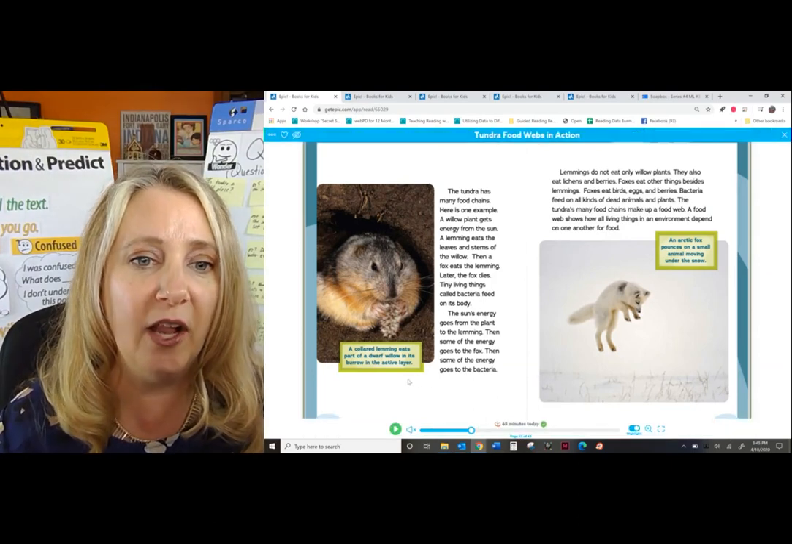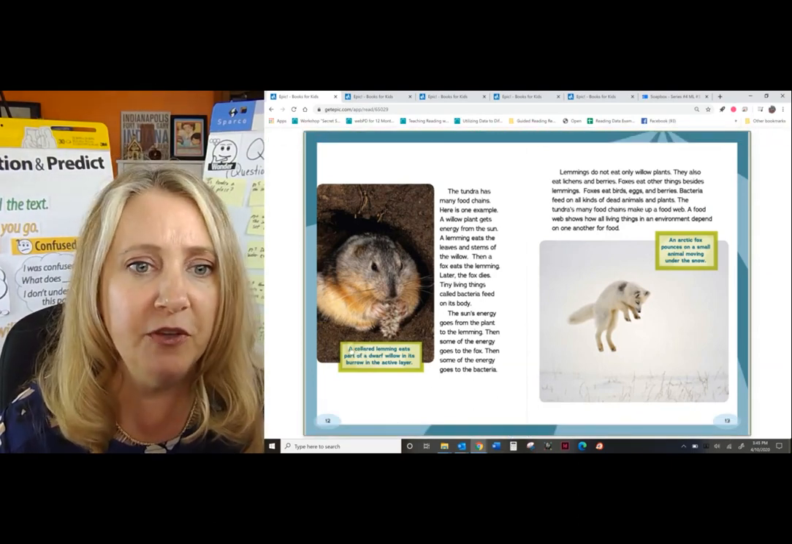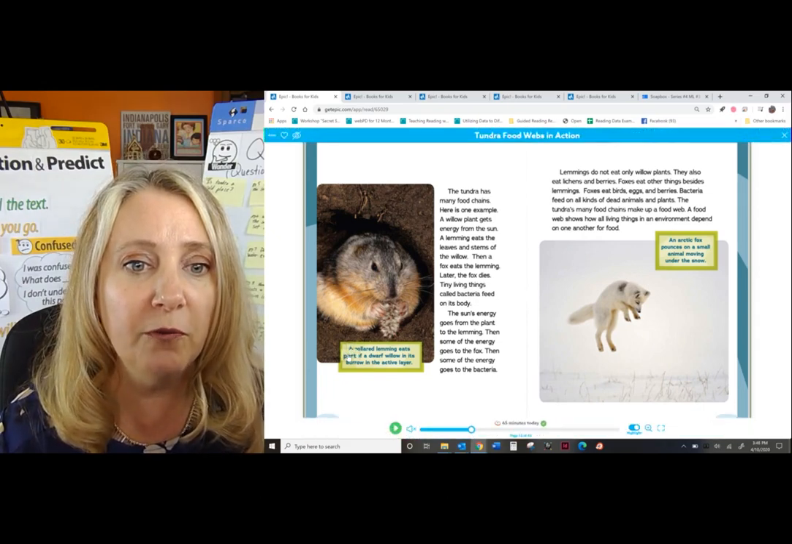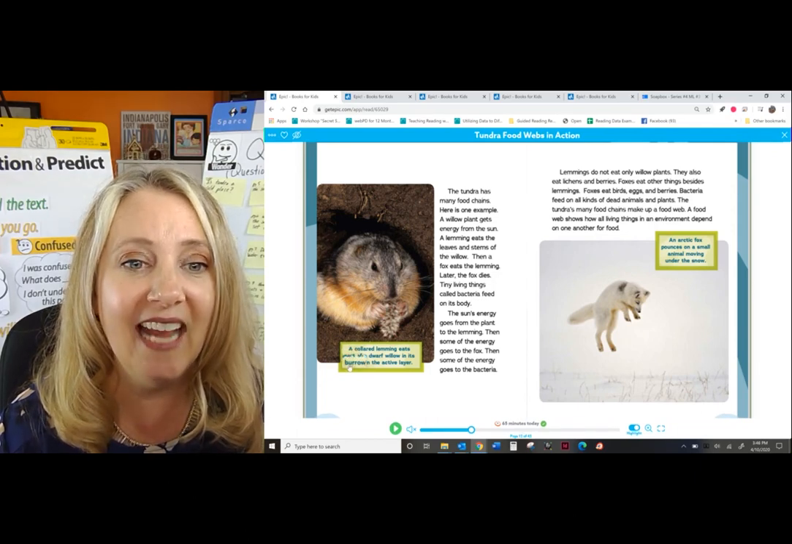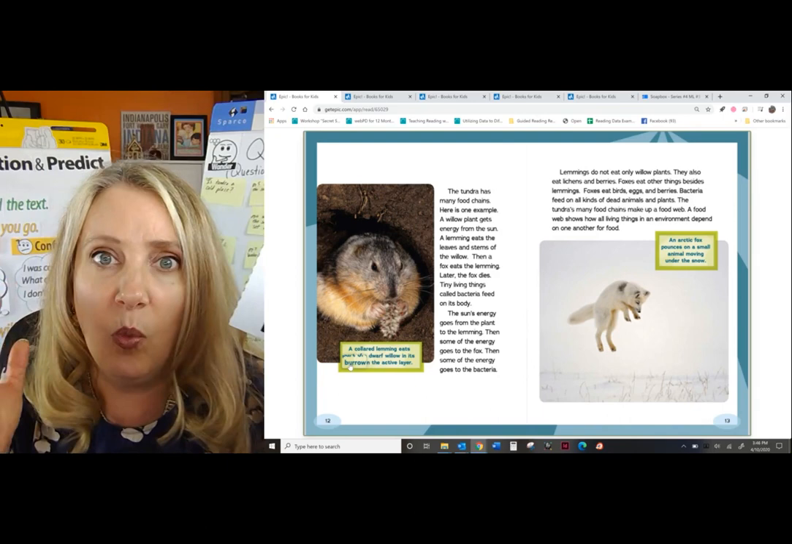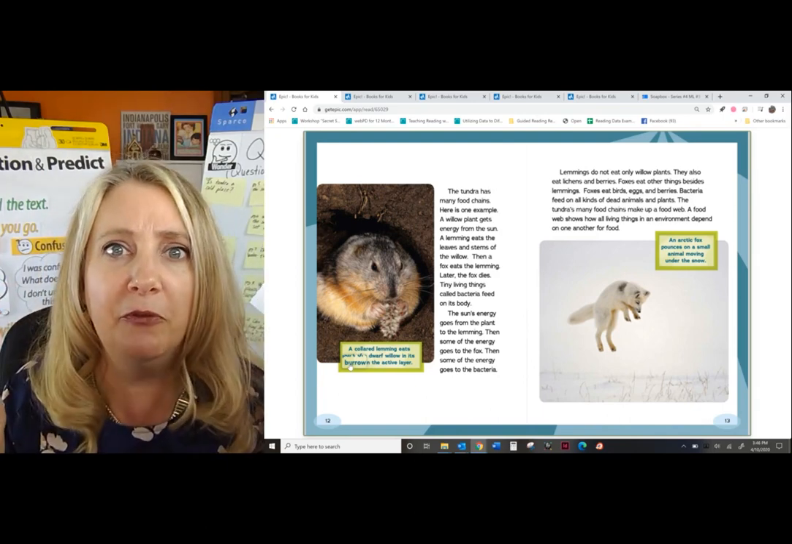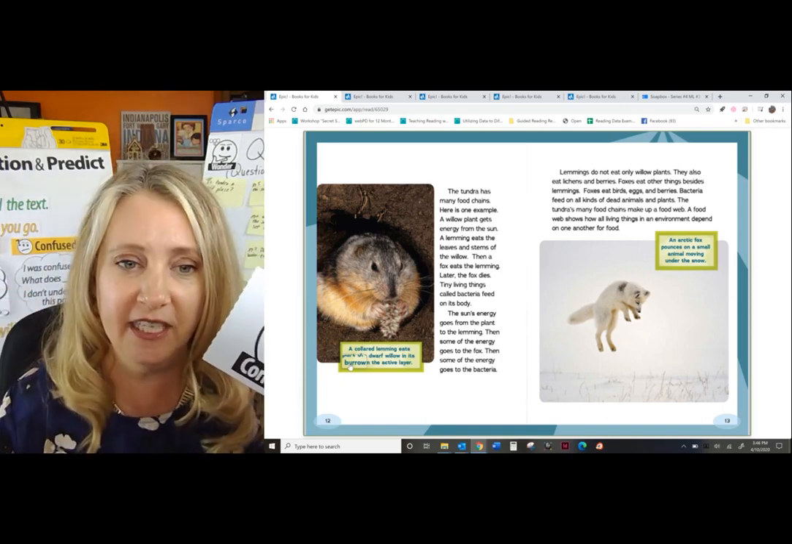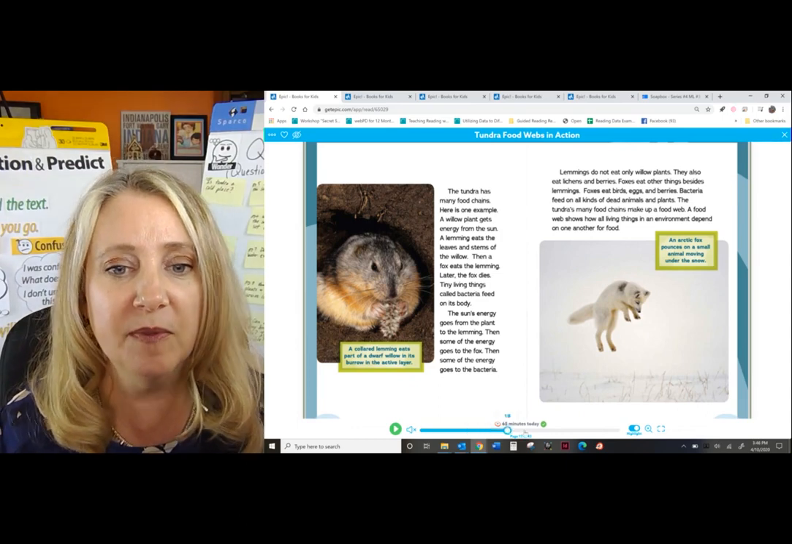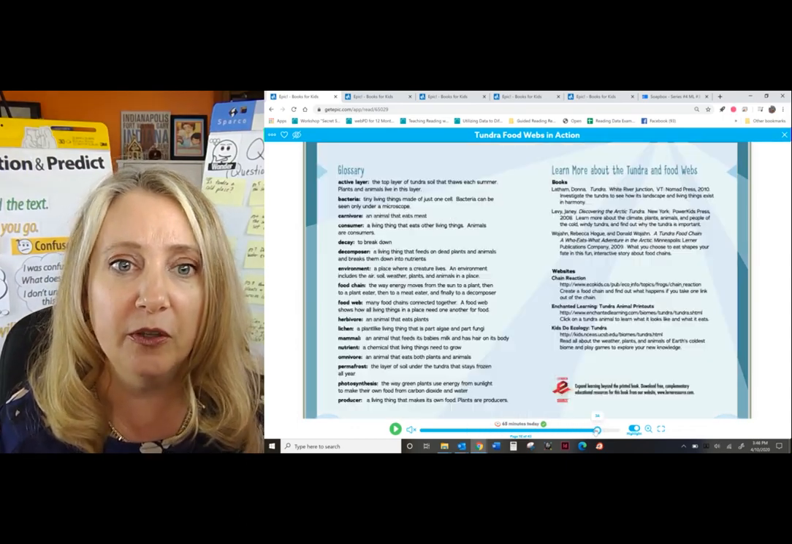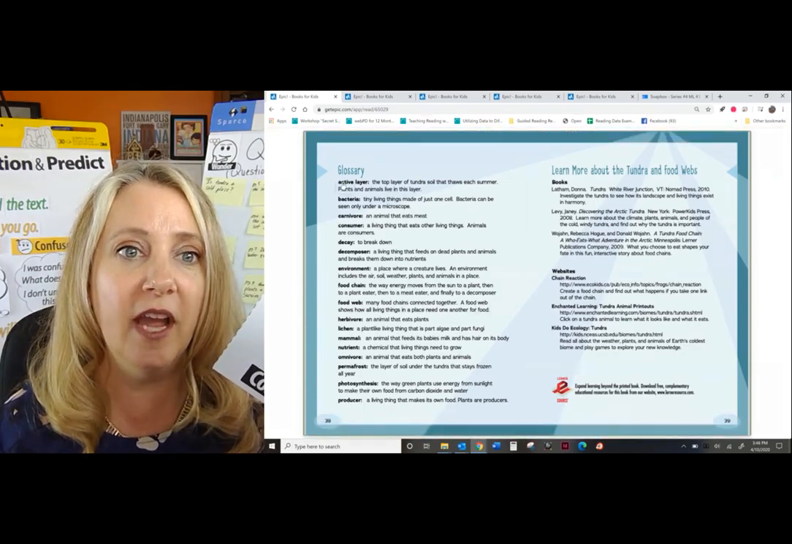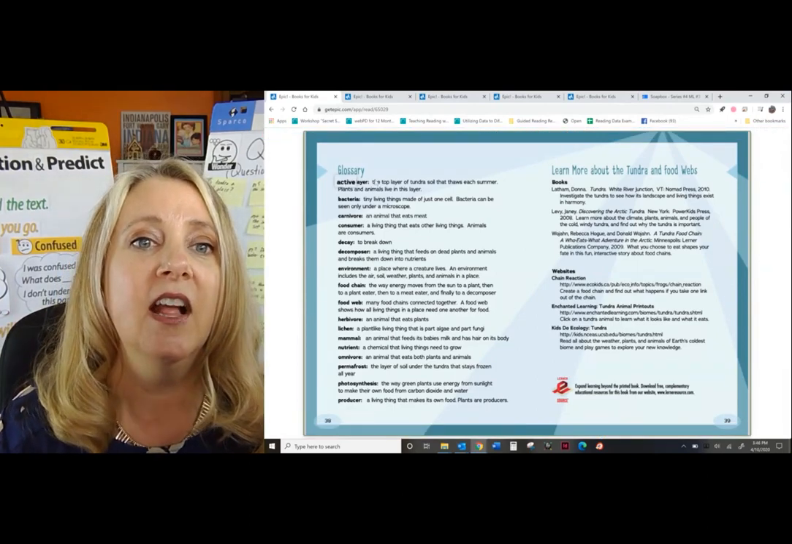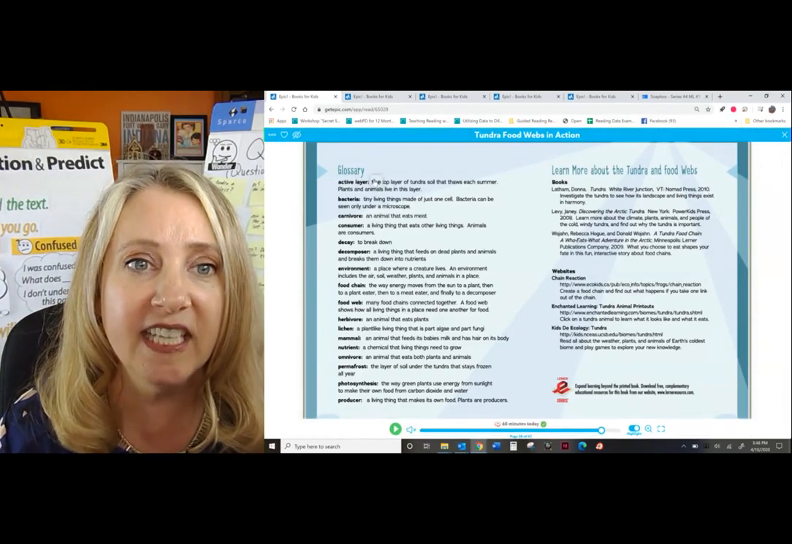And remember on page 12, when we were just doing that preview and stealing information, we read this part. A collared lemming eats part of a dwarf willow in its burrow in the active layer. And I said, what's the active layer? Never heard of that before. Oh, where should I have gone? The glossary. That's right. Use a text feature, Miss McCullough, to help yourself. So look at the glossary. Guess what? Right there. Active layer. I don't have to be confused anymore. What does it say? The top layer of tundra soil that thaws each summer.